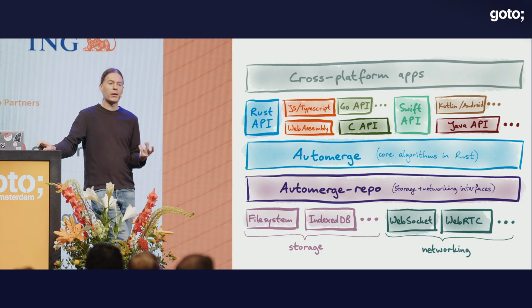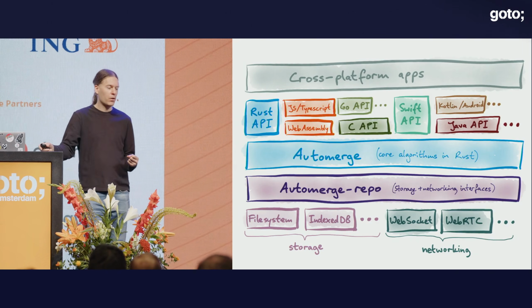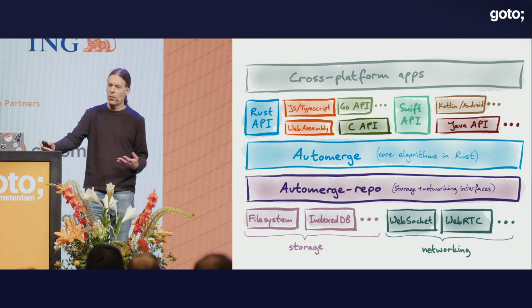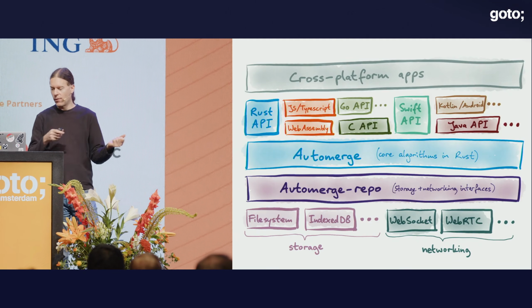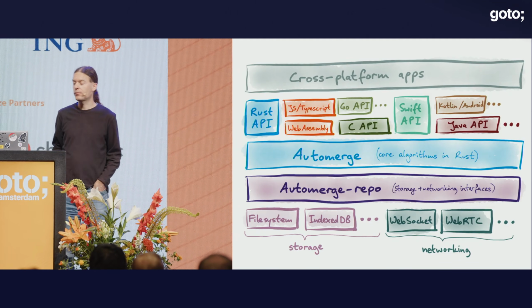And likewise for networking, if you want to go via a WebSocket server, that's fine. If you want to sync peer-to-peer via a WebRTC connection, that's fine. If you want to use a plain TCP connection, that's fine. Really, any kind of way of getting the updates from one user to another will work with Automerge.